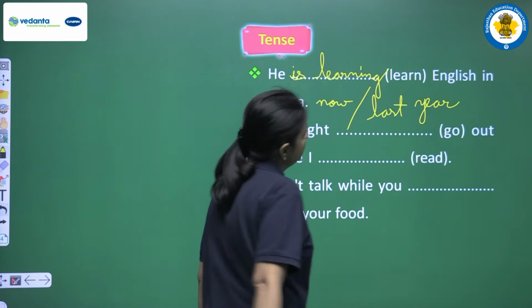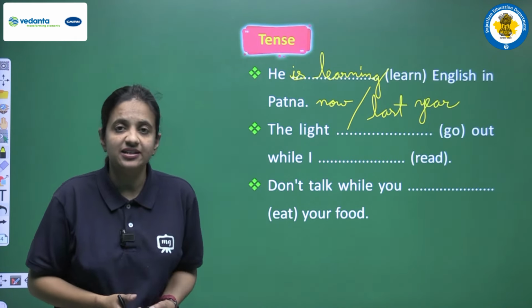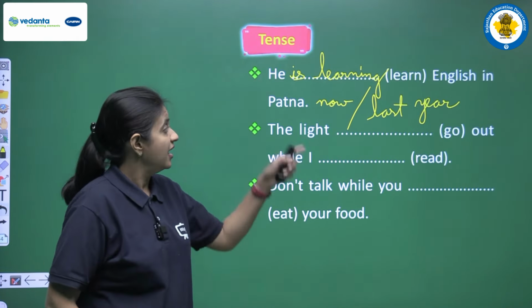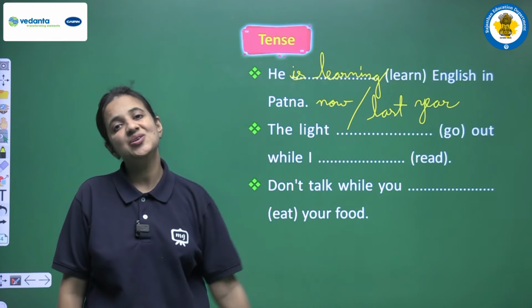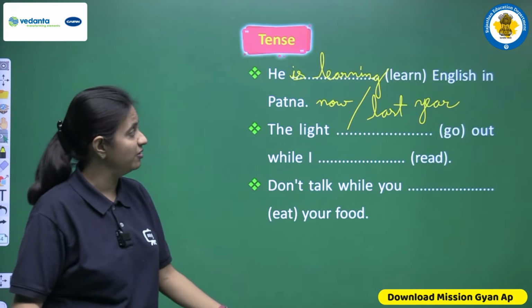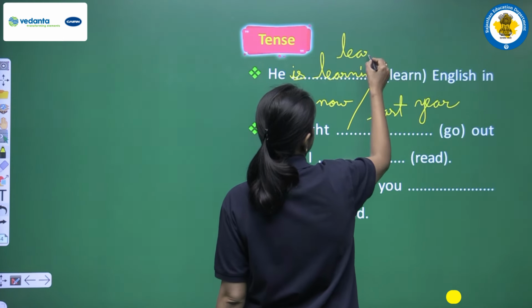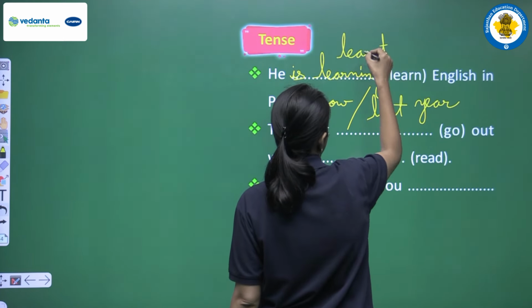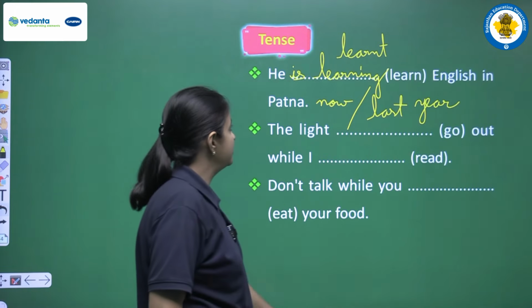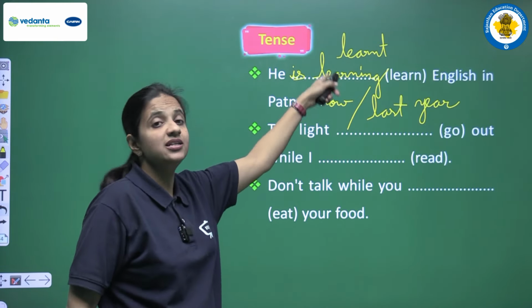So at that time it's very clear that we are having past tense, so we will make this sentence in past simple tense, and because it's a positive sentence, so in past simple tense we have to use second form of the verb and no helping verb. So at that time we can write here learned. Right? Second form of learn is learned. Then we will make the sentence he learned English in Patna last year.